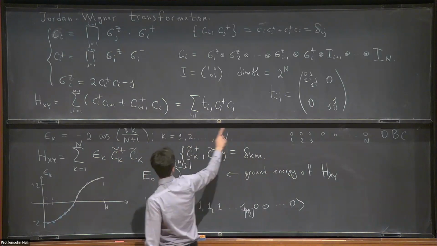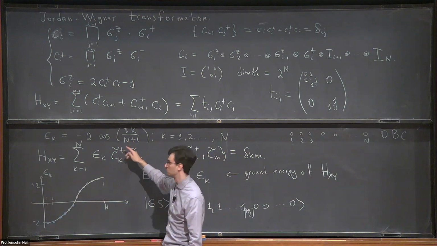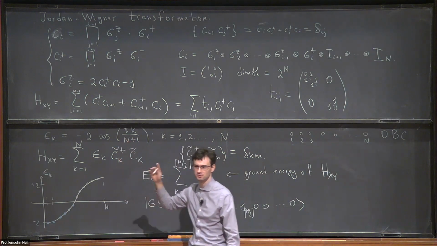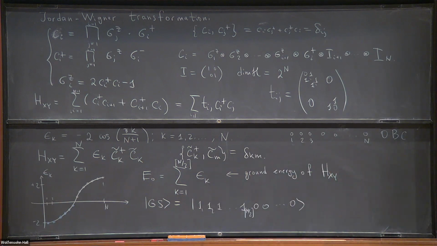No. If you have periodic boundary conditions, that will slightly change here. I think there will be maybe n here instead of n plus 1, something like that. Yeah, this is for open boundary conditions. All right, so.